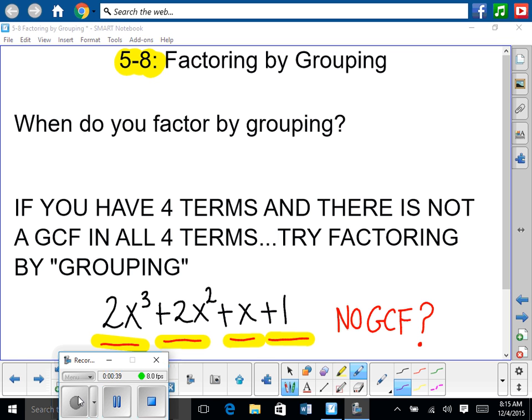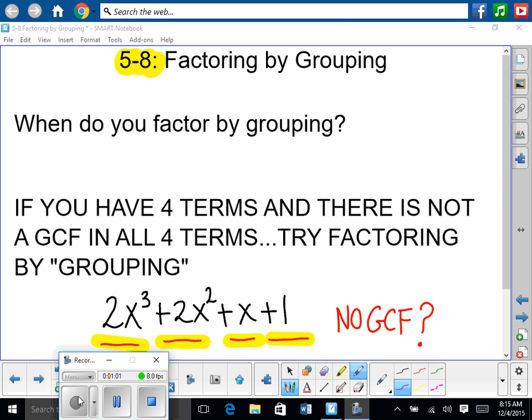Okay, so if there's 4 terms, you're automatically going to see a polynomial. The first thing you're going to look at, is it quadratic? What makes it quadratic? We just talked about it. If it's degree 2, if it's second degree, absolutely right. If it has 4 terms, it's not degree 2. If it has 4 terms, we're going to try factoring by grouping.